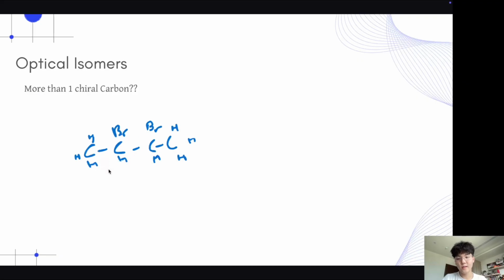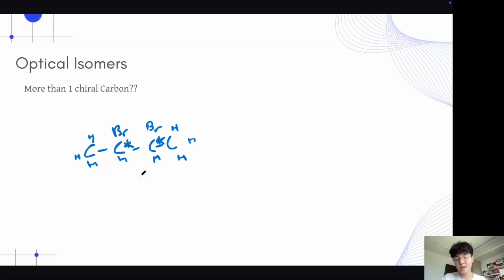Okay, let's look for chiral carbons. This one, I can rule it out because you have 3 H's, not distinct. This one, we have an H, a methyl, a bromine, and the rest of the molecule. So yes, this would be chiral. Now let's look at this one. You would have bromine, H, methyl, rest of the molecule. Same. This is chiral. This one, no. So you have 2 chiral carbons here.